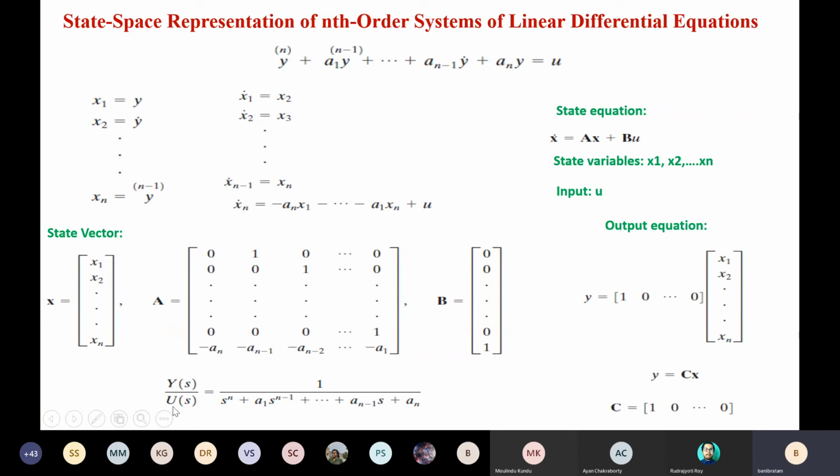Now please try to understand that for these nth order differential equations, if I directly apply the Laplace transform, I can derive this Y(s) by U(s) in this form. But since this is a simple system, we can directly do that. And this Laplace transform concept is primarily applicable only to linear time invariant systems, right? But if the systems are nonlinear, time variant, or multiple input, multiple output, then this straightforward thing we could not write.